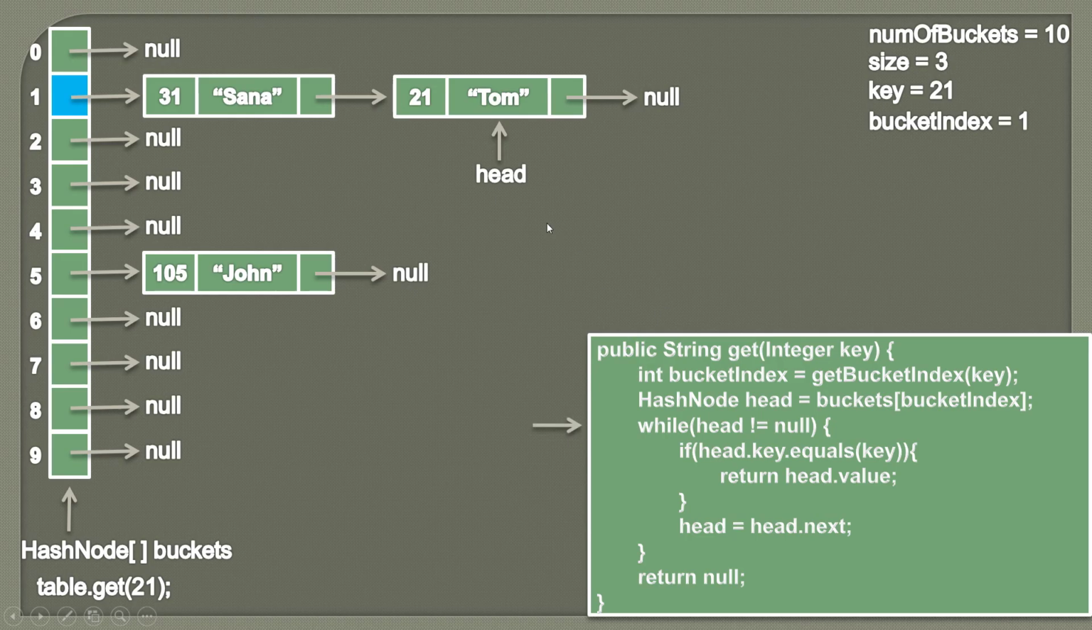We again check whether head is equal to null or not. So head is not equal to null. We check head.key, which is 21, whether it is equal to the key which we are searching. So yes, head.key, which is 21, is equal to 21 which we are searching. So this condition comes out to be true, and we will simply return the value corresponding to this key, which is Tom.